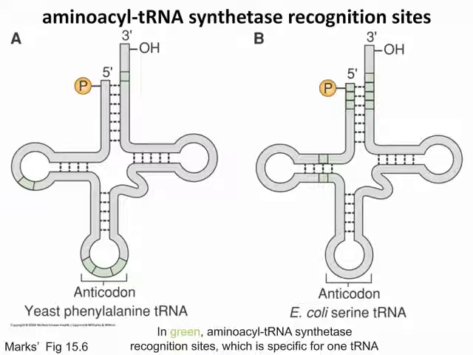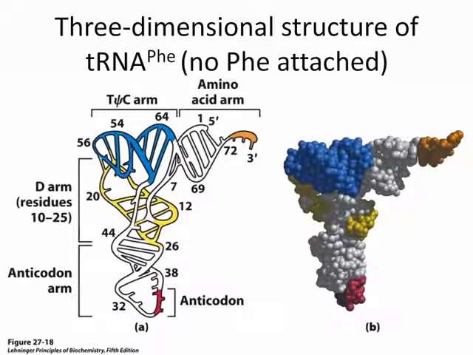So in the previous slide, we talked about making the aminoacyl-tRNA. But how does the synthetase know where to put the amino acid? It knows where to put it because there are recognition sites on the tRNA. And also, if you read in the notes below, in some cases, the anticodon can act as the recognition site. This is just a 3D structure of tRNA. You don't need to pay attention to this.